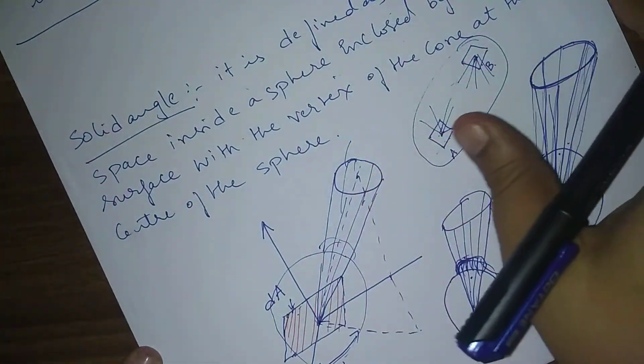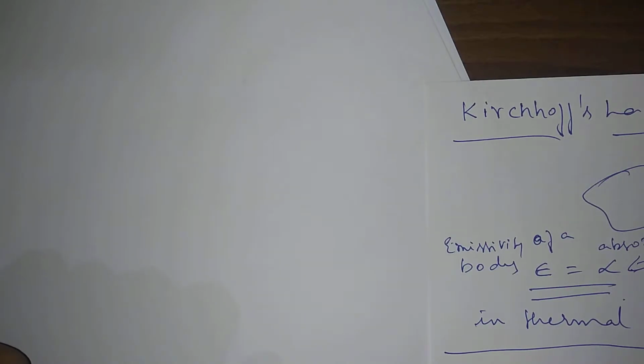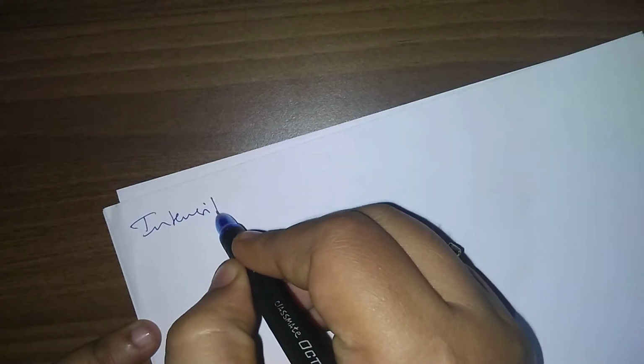The solid angle is a three-dimensional angle, not a two-dimensional angle. So you should be able to understand what this solid angle is. With the help of this solid angle definition, now we will be able to define what is intensity, the intensity of radiation.